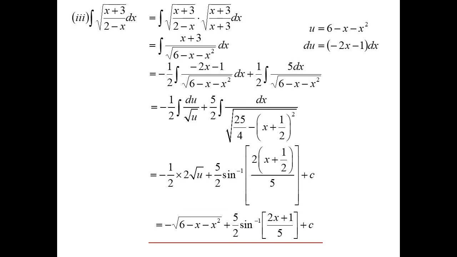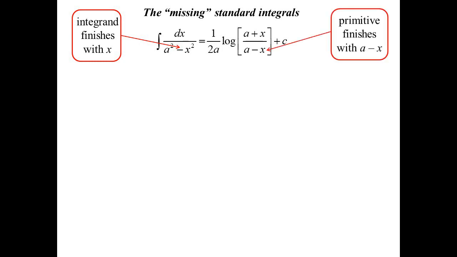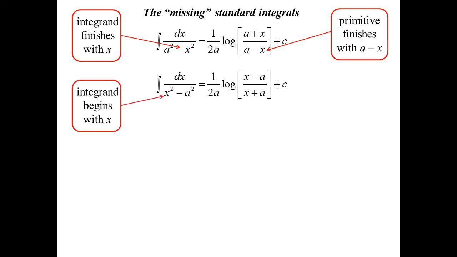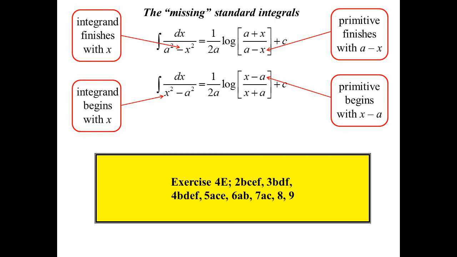There's our answer. So, as I mentioned, the missing standard integrals. dx on a squared minus x squared. So if you see that, 1 on 2a, the log of a plus x on a minus x. Finishes with the x, finish with the x, the a minus x. If it's dx on x squared minus a squared, begins with the x, so we'll begin with the x minus a. Other than that, they're identical, really. So we shall play with some quadratic denominators today.